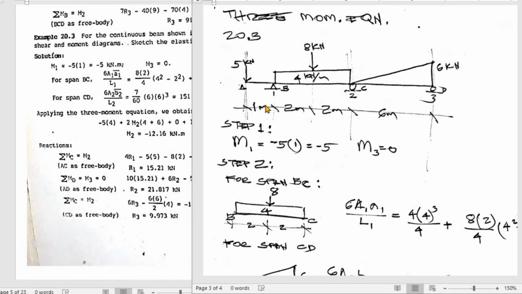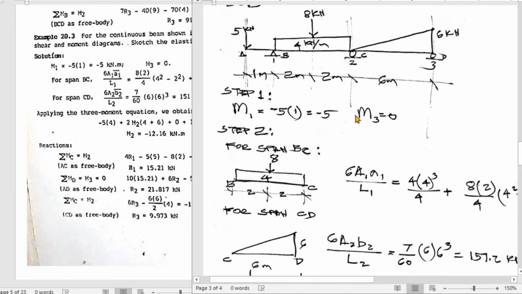So, you will notice na yung numbering 1, 2, 3, yan yung supports. Tapos, yung lettering, yan naman yung mga ends. So, dito sa cantilever end, that is A. Yung support, letter B, C, and D. Yung 1, 2, 3, yan yung supports talaga. Okay? So, step 1, yung moment 1 is negative 5 times 1. So, basta cantilever, ang downward load lagi ay negative. So, negative 5 times 1 would give you negative 5. And then, moment 3 is 0.